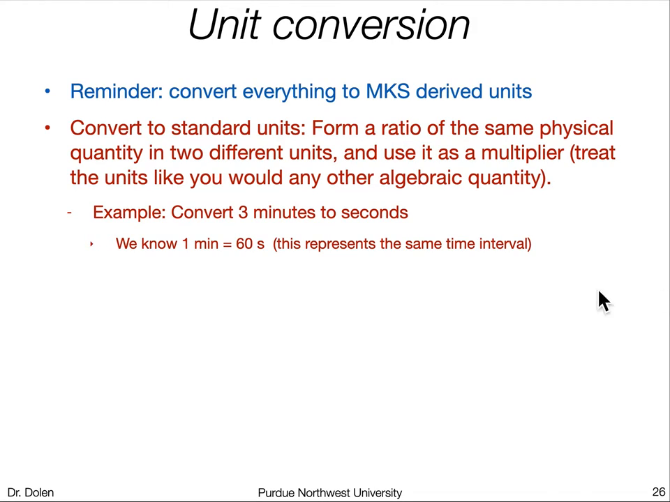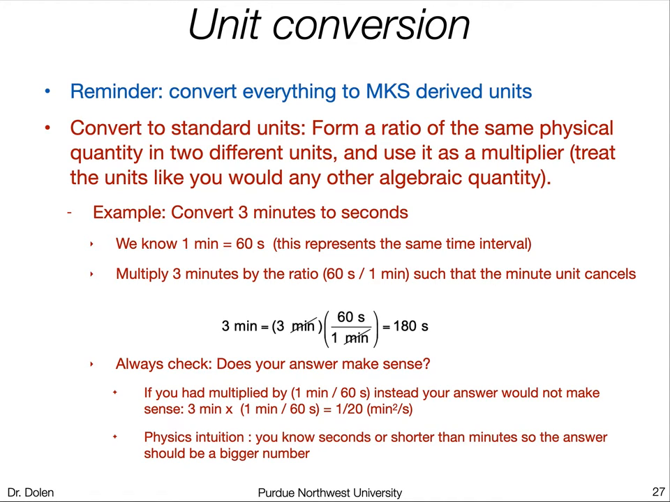So if I said convert 3 minutes to seconds, first we need to look up, or we know, that 1 minute is equal to 60 seconds. That's an equivalent statement. 1 minute is equal to 60 seconds. So how do we do this conversion? Well, we want to multiply 3 minutes by this conversion factor. So how do we decide, is it 60 over 1 or 1 over 60? We have to decide that we want the minutes to cancel out so that we end up with just the seconds in our answer.